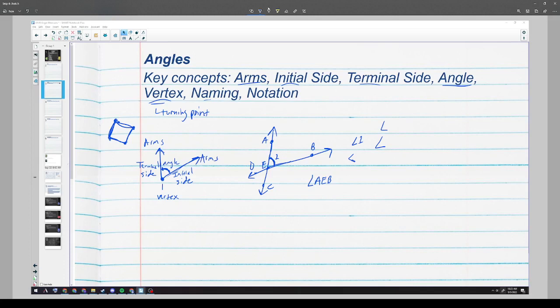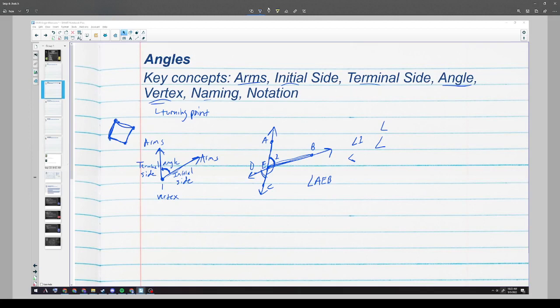If I wanted to name other angles here, this one down here, I could name DEC or CED. This one would be DEA for the top left angle or AED. So hopefully that's clear. You just basically trace between the 3 points. Don't close it off and make a triangle. We're just tracing from C to E to B, and that makes this angle right here. That's pretty much how we name.